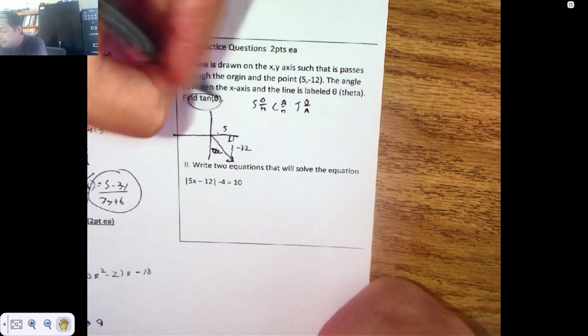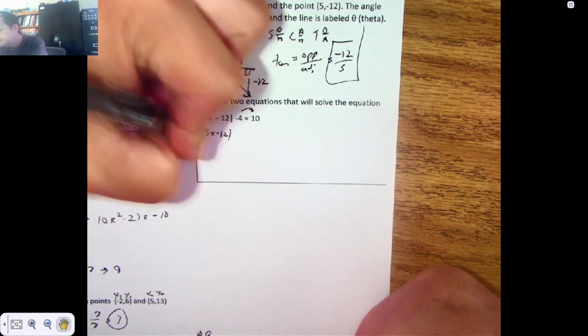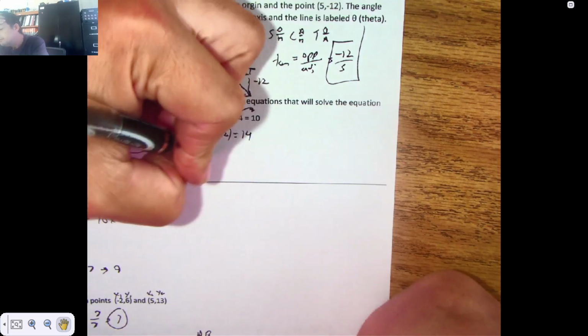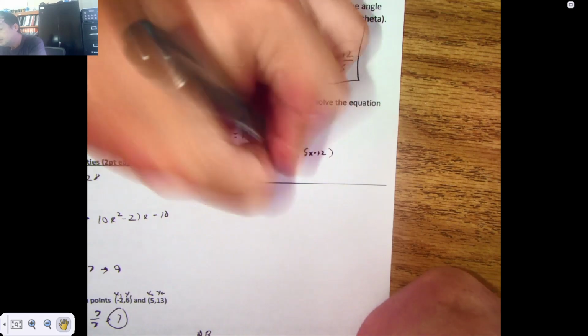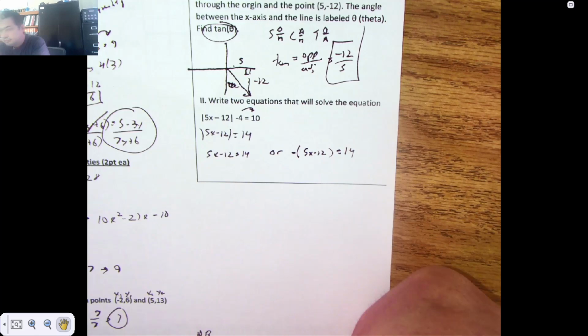I want tangent. Tangent is opposite over adjacent. So opposite is a negative 12. Adjacent is a 5. Done. Write two equations. This is so easy. Add 4 to both sides. You are either 5x minus 12 is 14, or the way the ACT has been doing this, you wrap the interior in a negative symbol, and you're done. That's what you do.